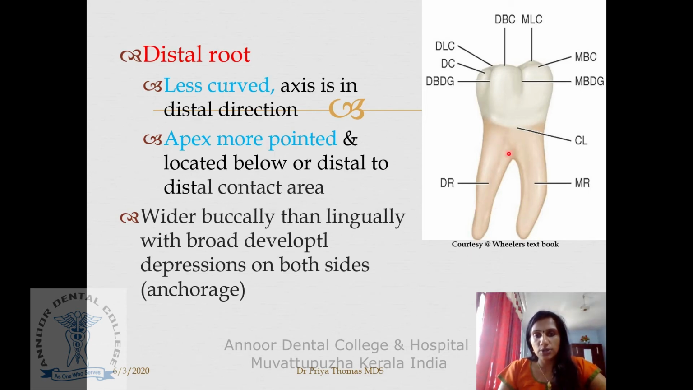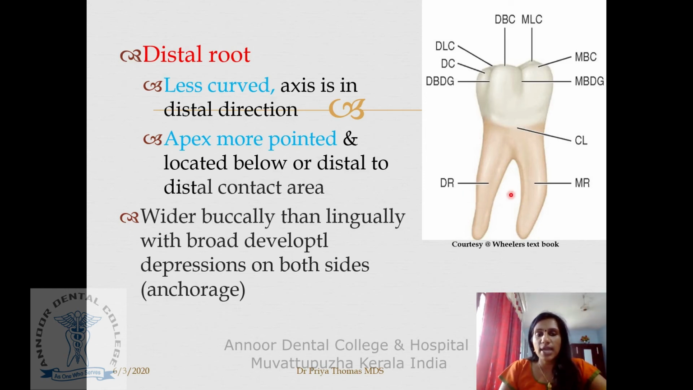Now, looking at the distal root, it looks much longer than your mesial root. It looks straighter than your mesial root, or it is actually less curved. And if you look at the direction of the root, it is directed more towards your distal side. So it has got a distal tilt. And the apex you see here is more pointed than your mesial root apex, and it is present distal to your distal contact area. This is your distal contact area at a greater height here. And if you draw a line from the distal contact area, your root apex is placed even more distally, outside your distal contact area.